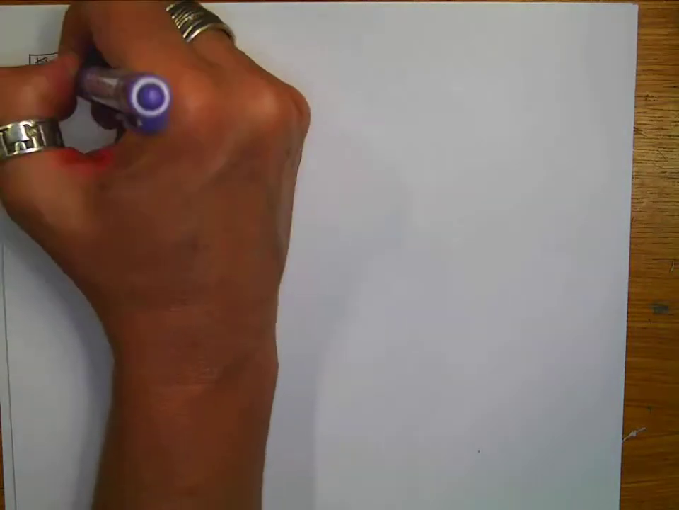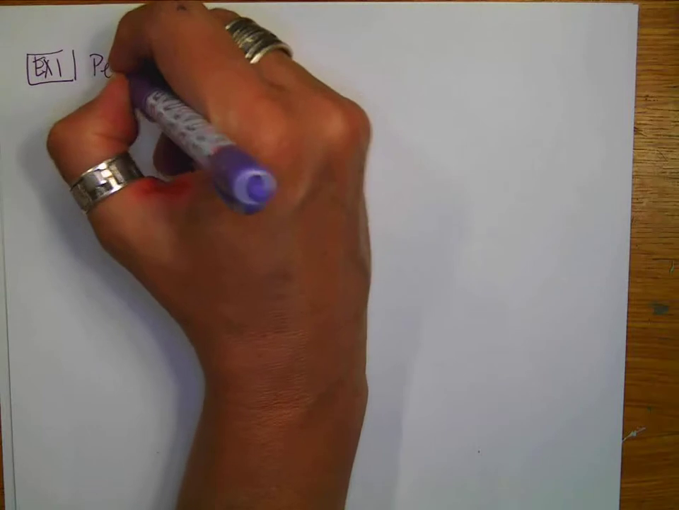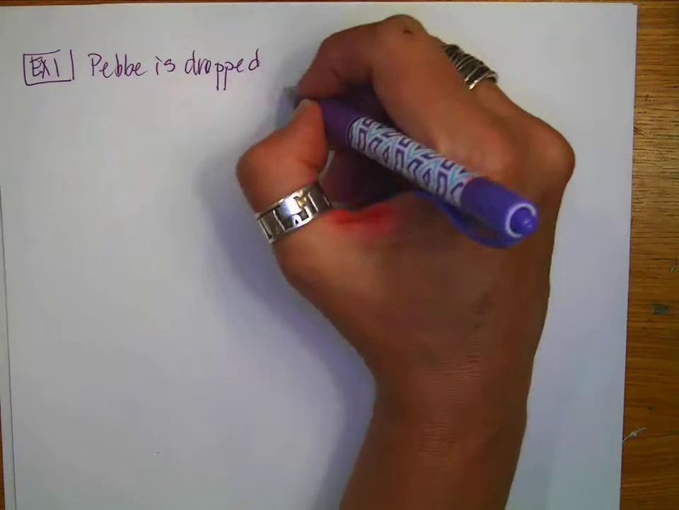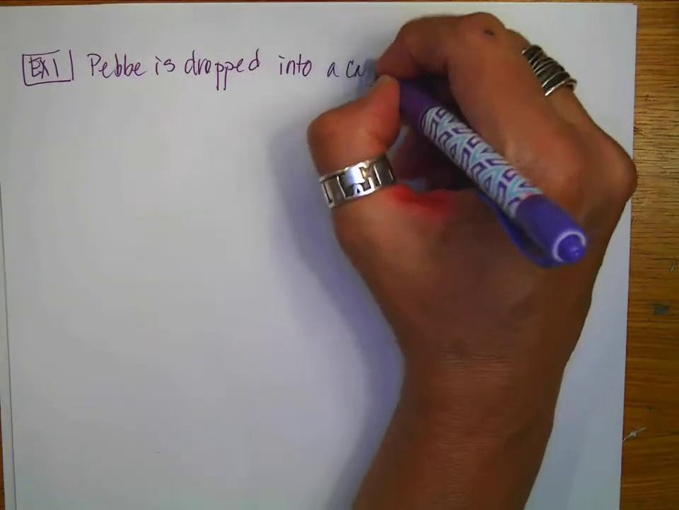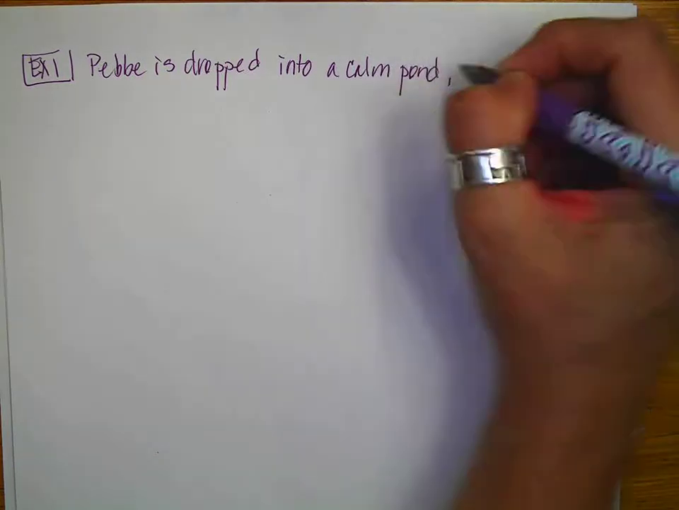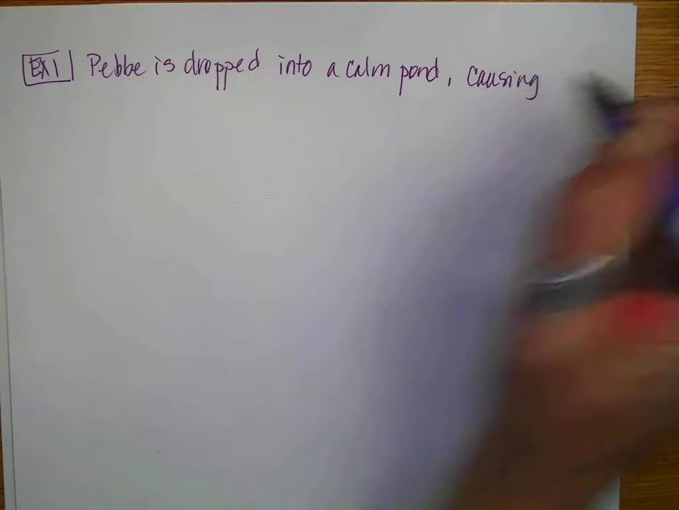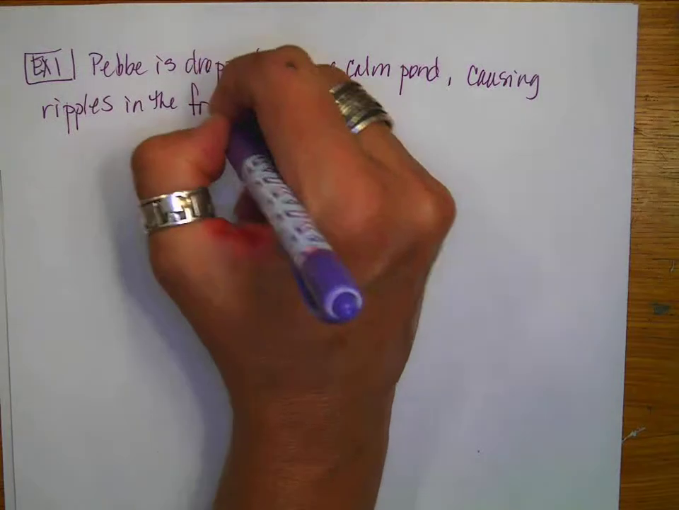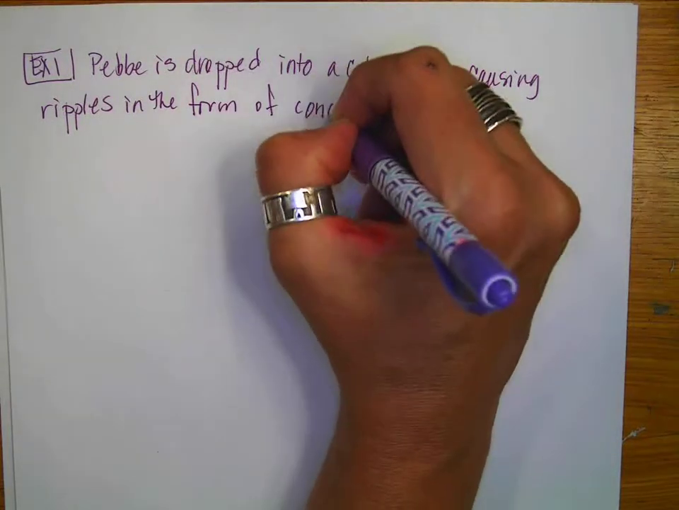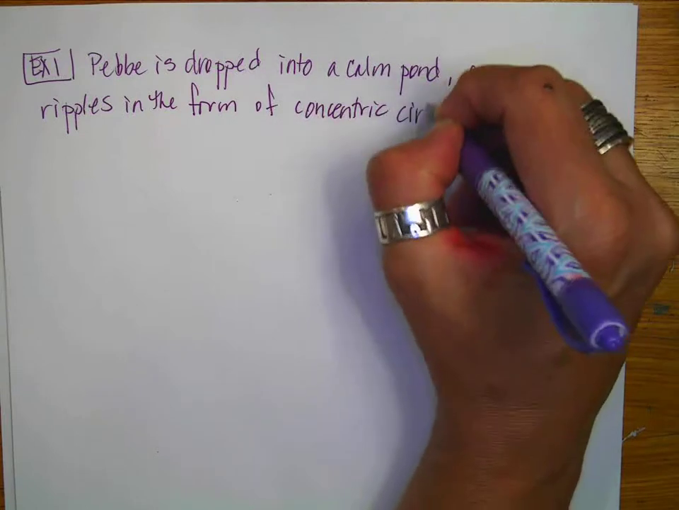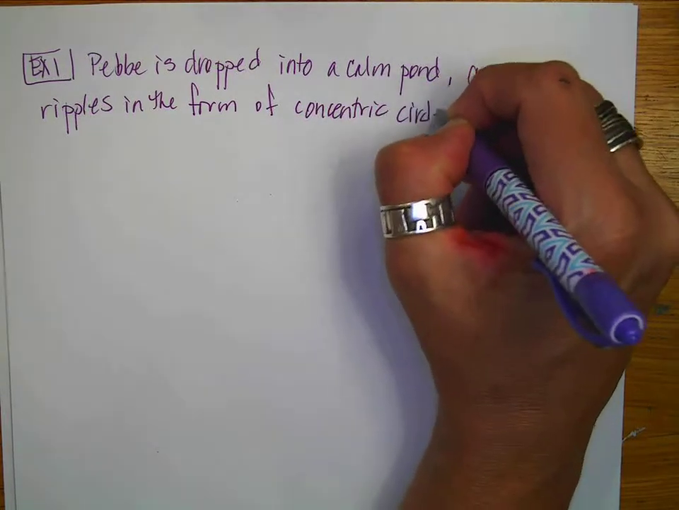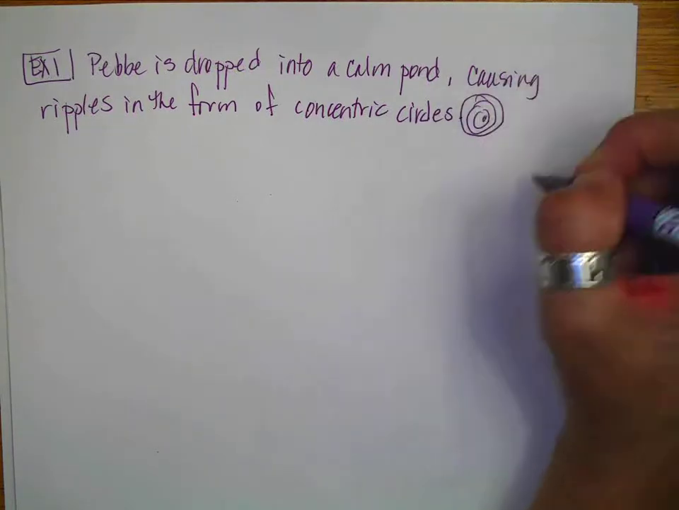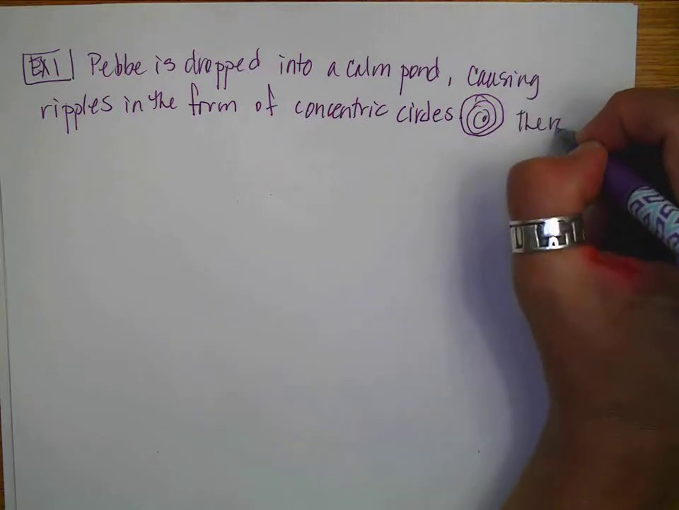So first example, I'm going to have a pebble is dropped into a calm pond, not a rowdy pond, but a calm pond, and it's going to cause ripples in the form of concentric circles. Because life is all about math and physics, R-C-E, and spelling. And remember that concentric circles mean they have the same center and then they look kind of like that.